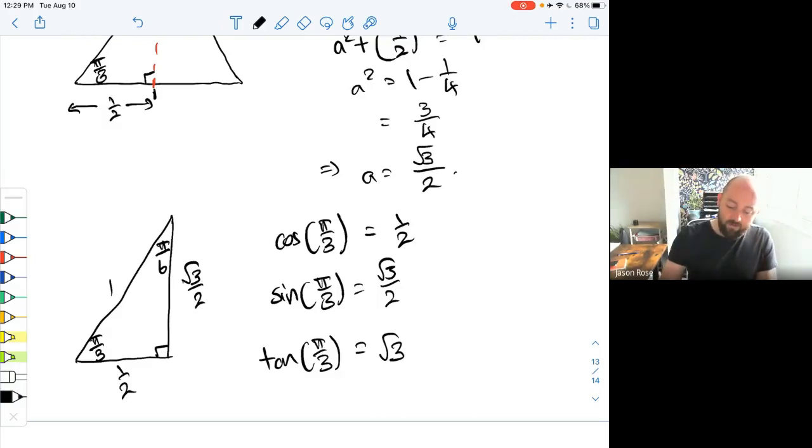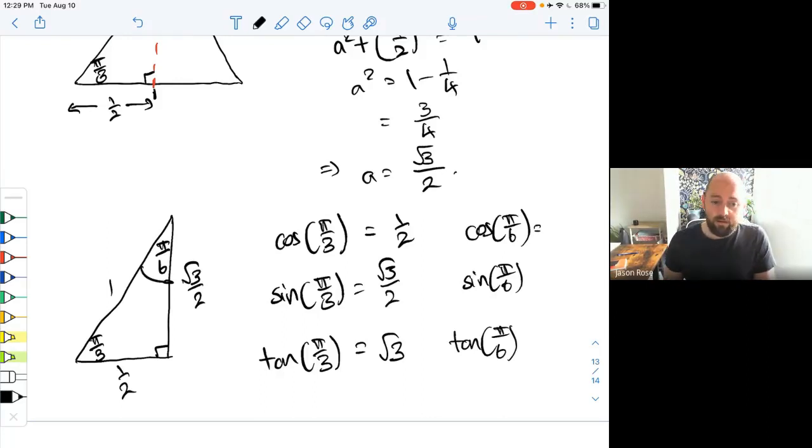And we can also do pi over 6 as well. Cosine of pi over 6, this time this is the angle that we're looking at. The adjacent is root 3 over 2. Root 3 over 2 divided by 1 is root 3 over 2. The opposite is a half. And this time the opposite divided by adjacent, this time opposite is half divided by root 3 over 2. And you get 1 over root 3.